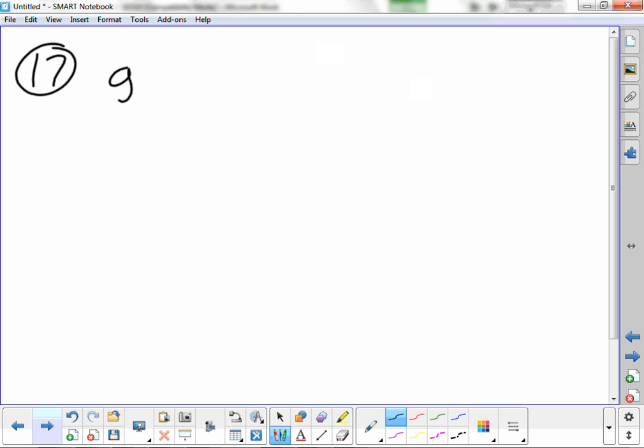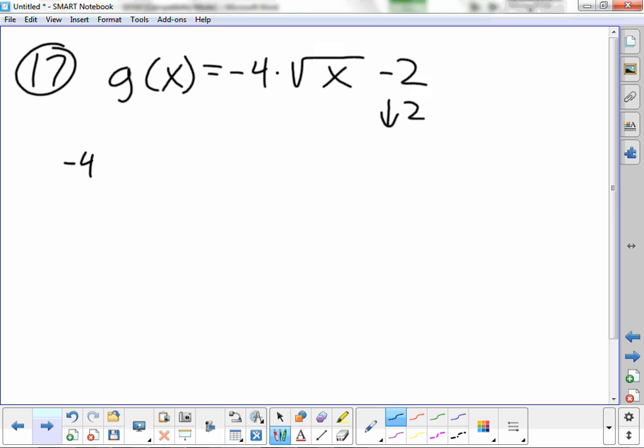says g of x, which tells me it's a function, equals -4 times the square root of x minus 2. So this is my shift. This is going down 2, so that's going to be what I'm keeping track of. So what I'm going to put over here is my function -4 root x. That's what's going to be plugged into this. Let's call it y. So y equals.